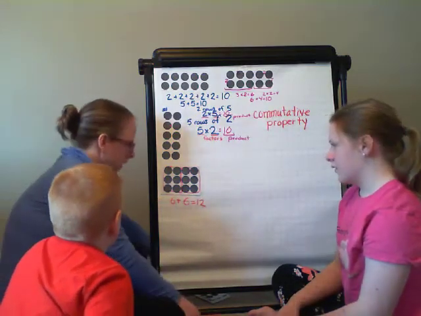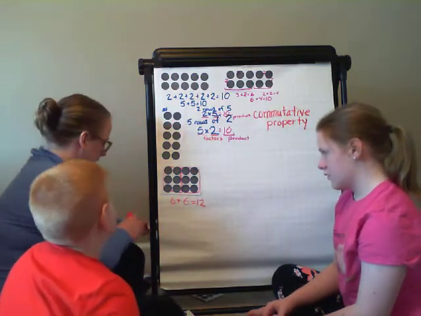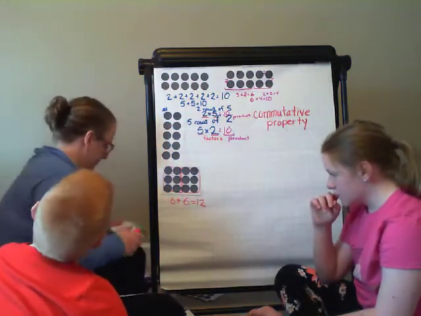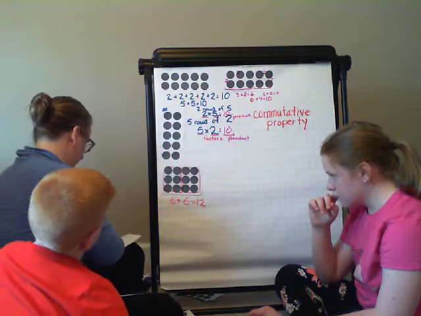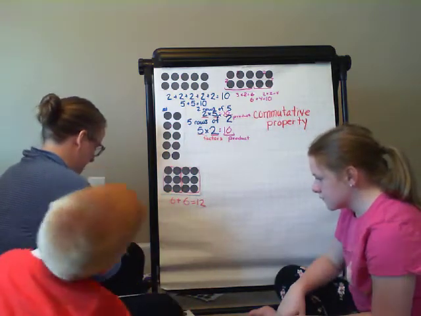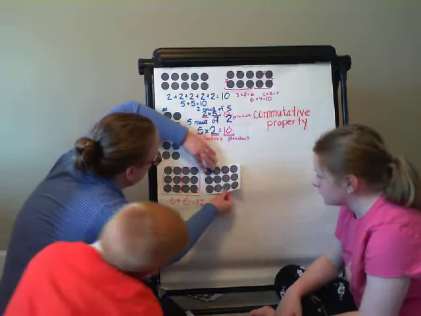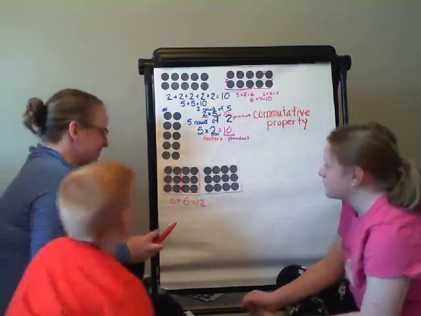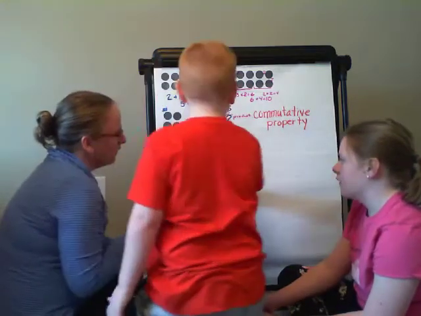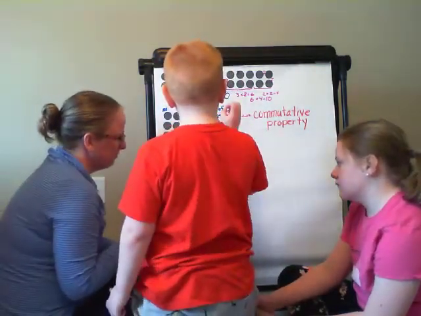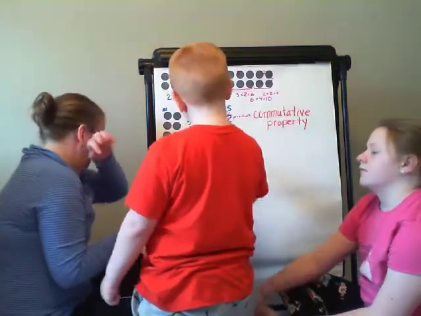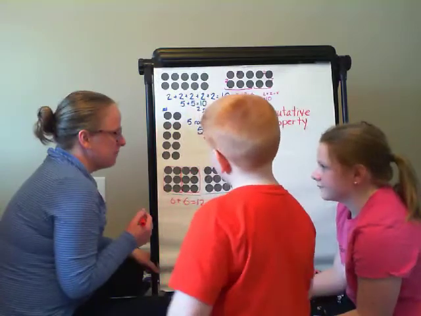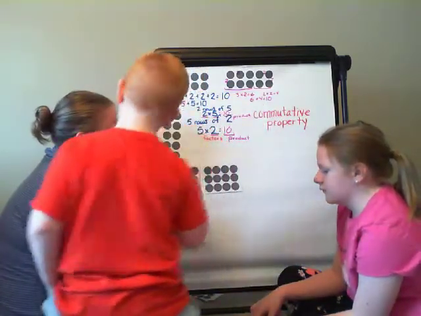Taylor, how did you think about it? Did you think about it just like Hayden? No. I thought about it a little bit like Hayden. Let me get one up and you tell me how you thought about it. I thought about it by 4. I saw 4 and 4, and 4 plus 4 is 8. And the 2 more makes 10, and there's 2 more, which equals 12.